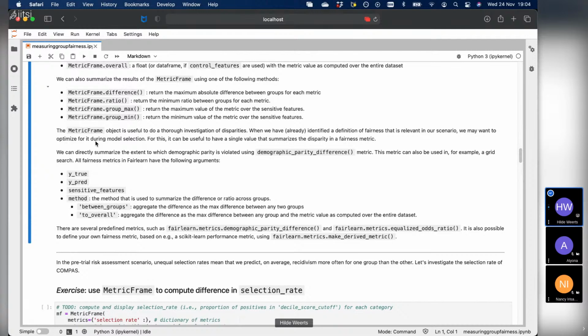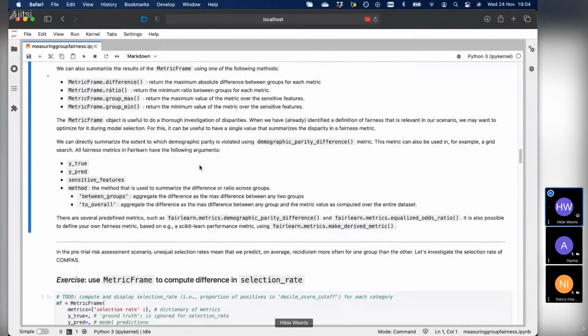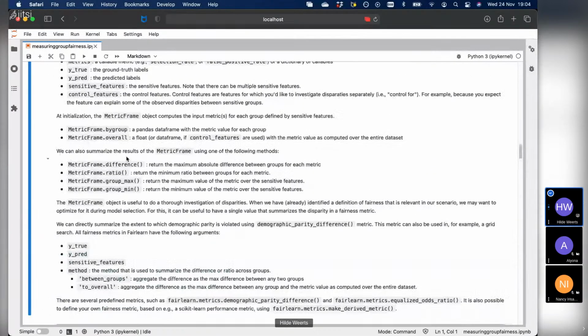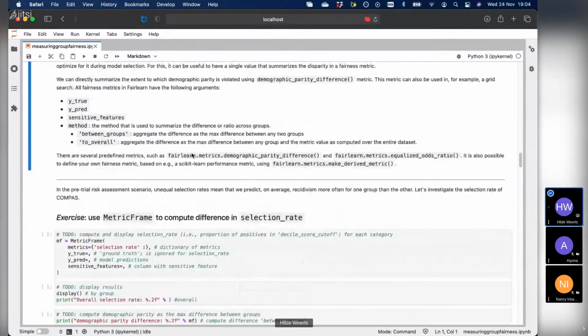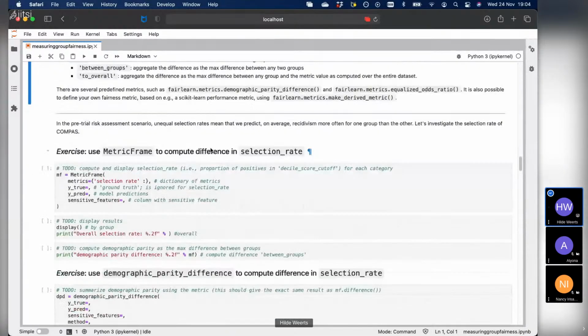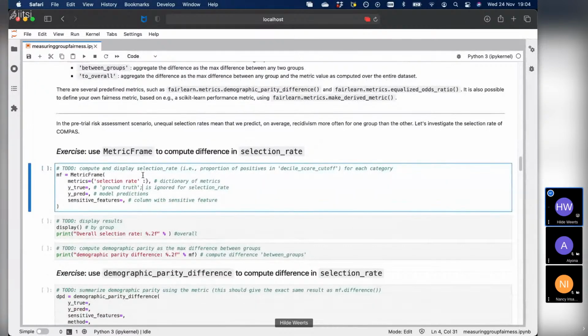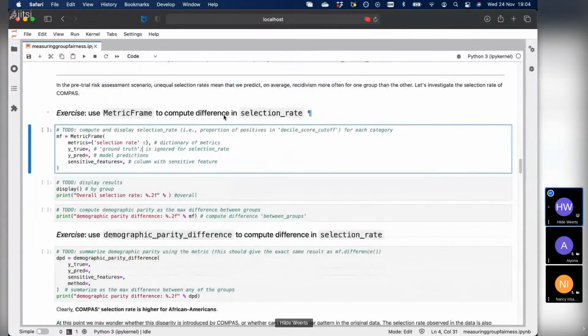In addition to MetricFrame, we also have some predefined fairness metrics, and I will showcase those as well. But under the hood, they all use MetricFrame. That's why it's probably easiest if I first start with that one. All right, then we can start with the first exercise, where we're going to use MetricFrame to compute differences in selection rate, which is basically demographic parity.